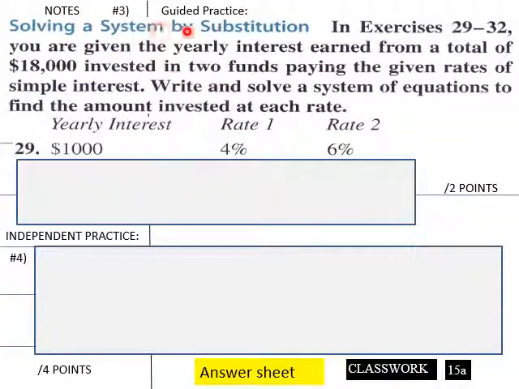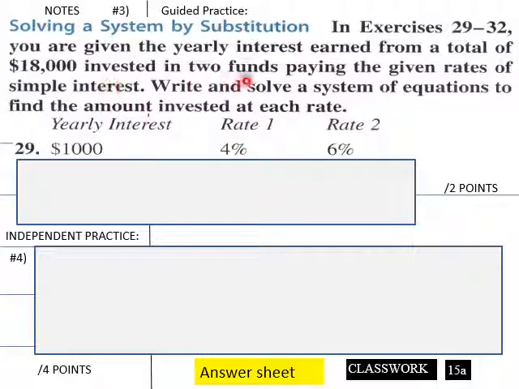So let's try one here in our guided practice. We have a yearly interest earned from a total of $18,000 invested in 2 funds paying a given rate of simple interest. Rate 1 is 4%, rate 2 is 6%. And then our yearly interest comes out to 1,000. So write and solve a system of equations to find the amount invested at each rate.